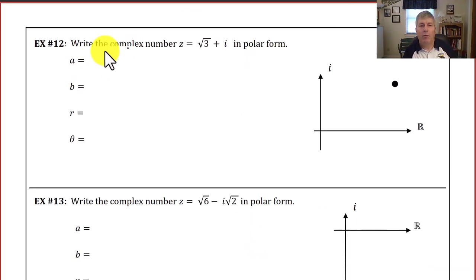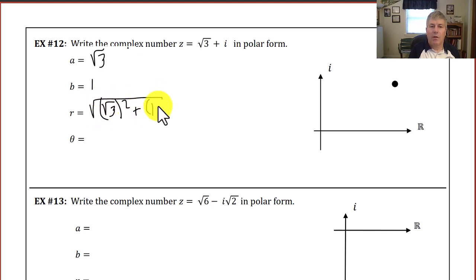In example 12, we're asked to write the complex number z equals the square root of 3 plus i in polar form. So our coefficient on i is 1. Our a value is the square root of 3. Our b value is 1. So r equals the square root of the square root of 3 squared plus 1 squared. So 3 plus 1 is 4. The square root of 4 is 2.